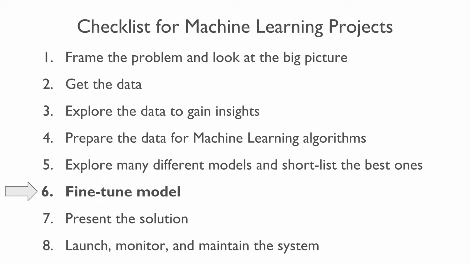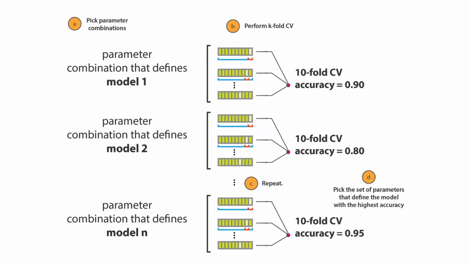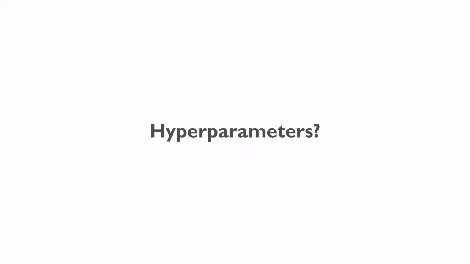The next step in the checklist is to fine-tune the model. In this step, we optimize the hyperparameters using grid search or randomized search. We will learn about these algorithms and their hyperparameters later in the course. So, what are hyperparameters?